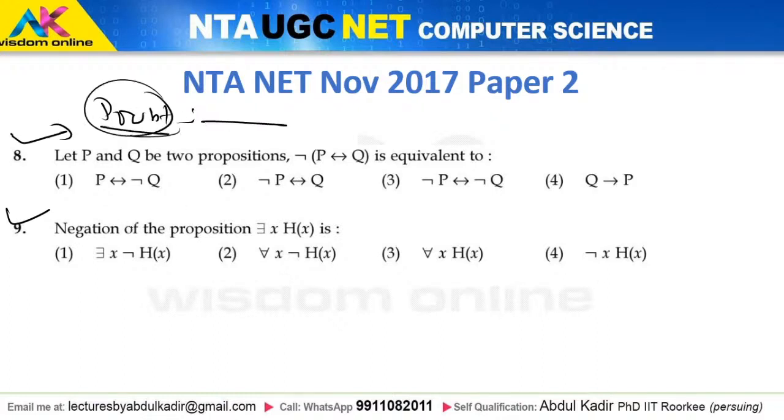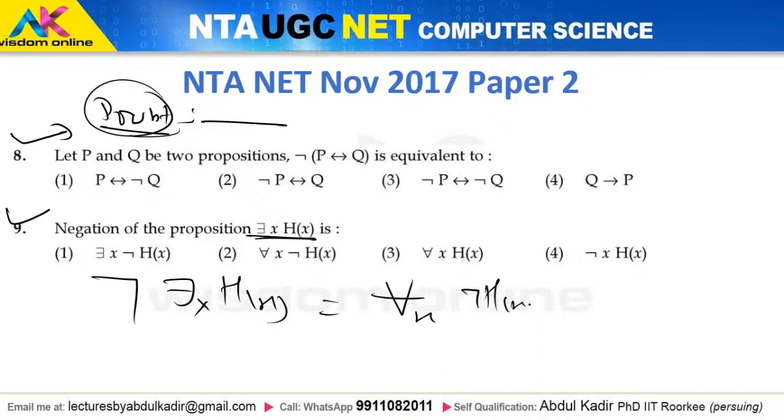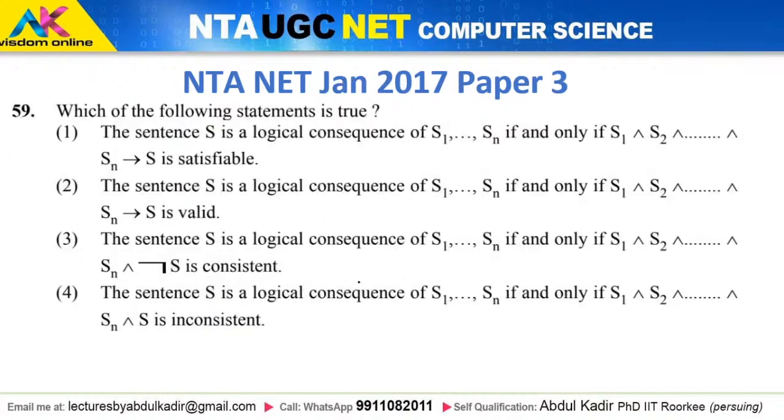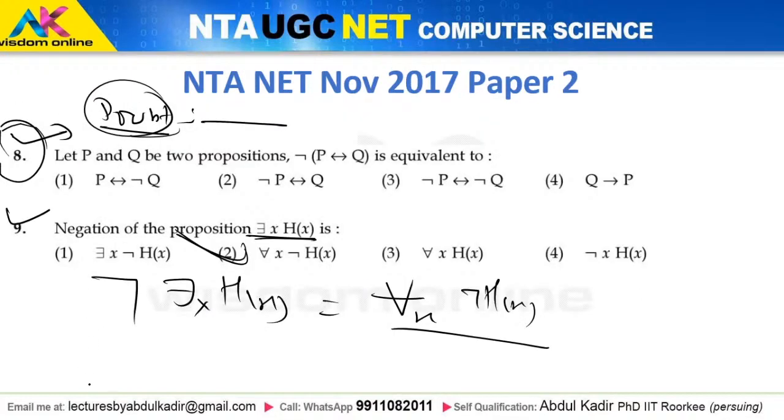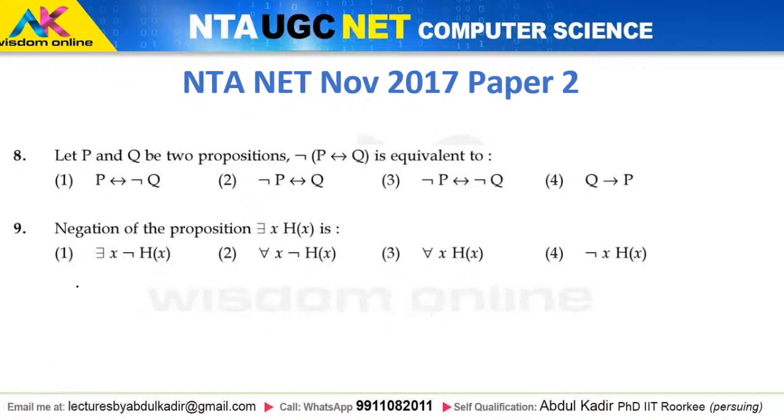Okay. Now, negation of a proposition. We have already seen this question, that the negation of this is nothing but for all x, negation of hx. So finally you will get for all x, negation of hx. The answer will be option 2. If anyone still has any doubt in question number 8, then you can ask. In this question option 1 and option 2 are both correct, option 3 is not correct, option 4 is not correct.